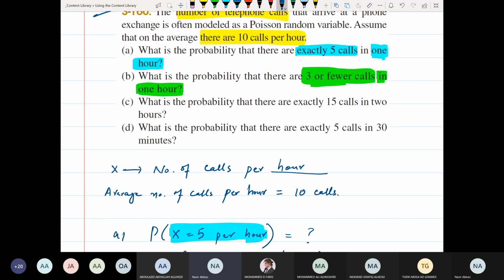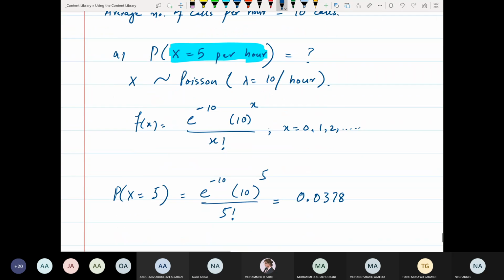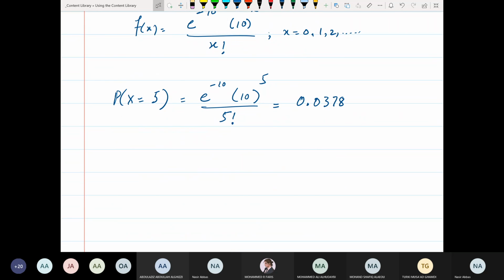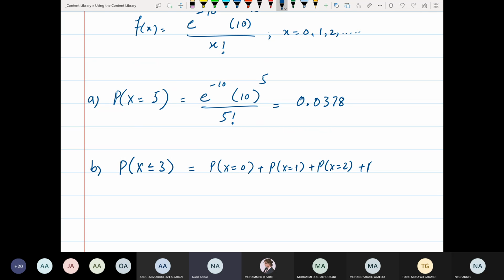The only thing that's different in this question is that instead of x equals 5, now the required thing is 3 or fewer. So part B says probability of x fewer or equal to 3 is required. So this will be probability of x equals 0 plus x equals 1 plus x equals 2 plus x equals 3.